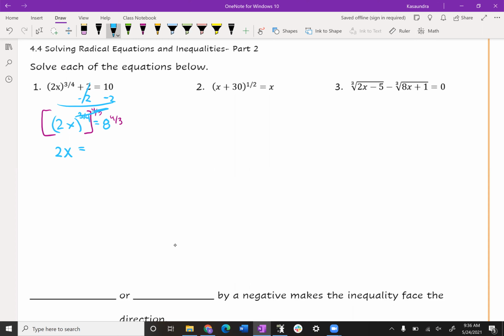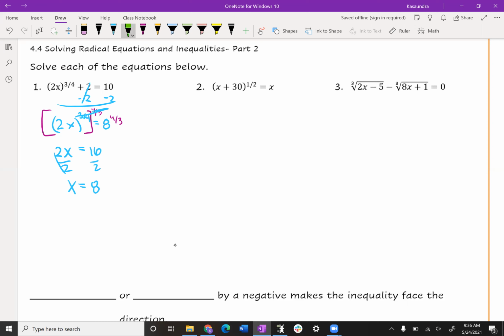All right, 8 to the 4/3 though. That basically means the thirds here, that's a cube root of 8, which is 2. And then the 4, I raise it to the 4th. It's basically telling me to do 2 to the 4th. All right, so 2 to the 4th is 16. And then if I divide by 2 on both sides, looks like I got an 8.